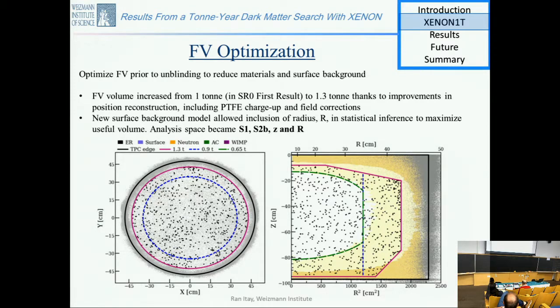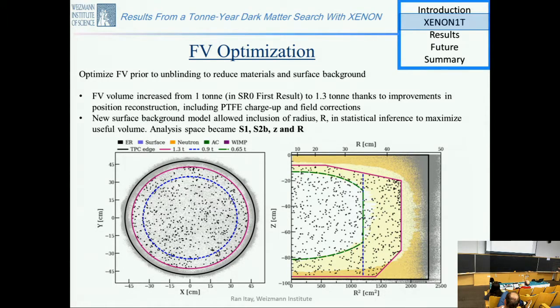Right, so fiducial volume optimization. As I said, we are no longer at a stage where we want our fiducial volume to be really zero background, because we are using a profile likelihood; we are not doing counting experiments anymore. What we really want is to quantify all the background inside the fiducial volume, because we are looking at the shape, not of each event, but of events. We used to use 0.1 tonne in SR0, which I will explain in a second. We now use a 1.3 tonne fiducial volume.